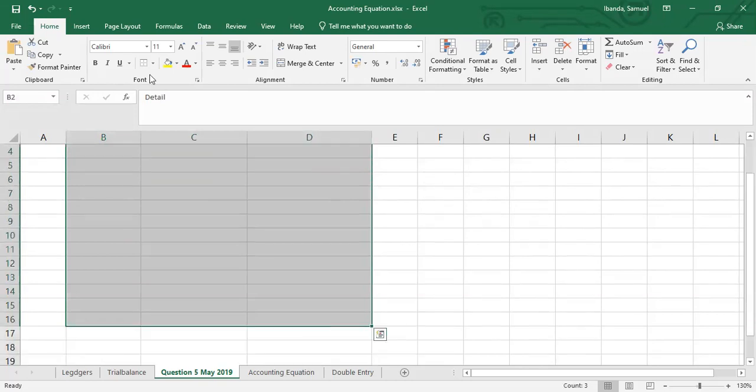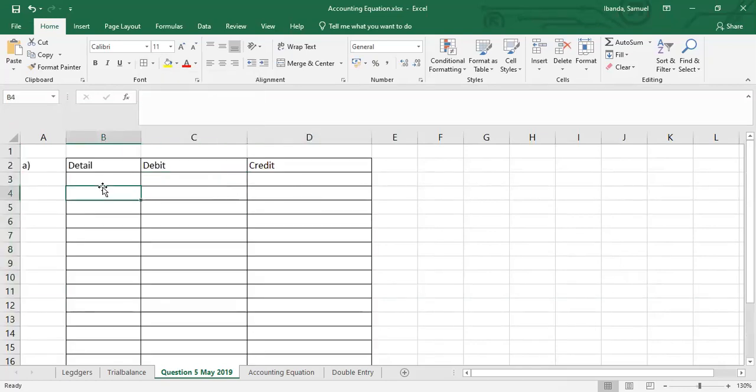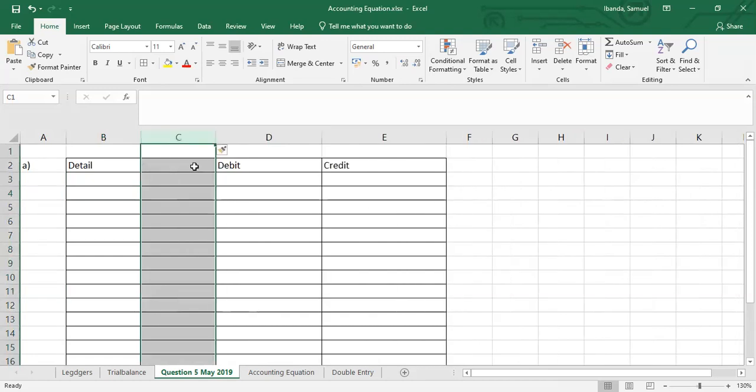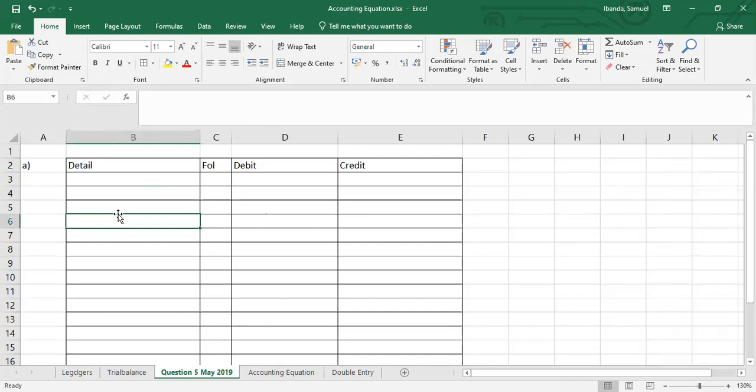A journal somehow looks familiar with the trial balance, but they are totally different things. And it can also have a folio, maybe, and it can also have a narration. We are going to see how it would look like. And then part B is asking us to draw up our suspense account that is duly balanced off.